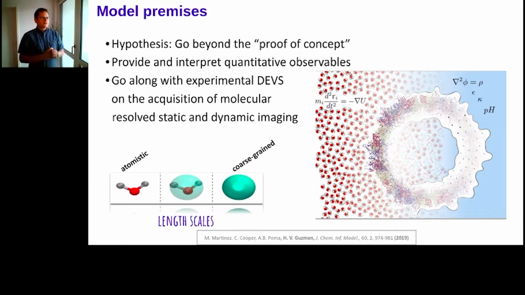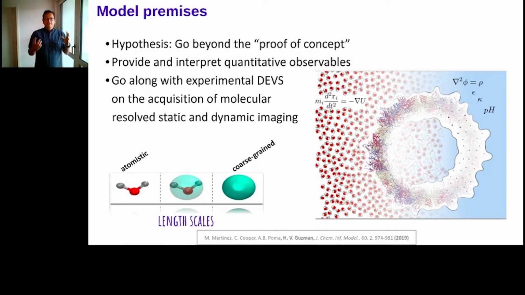We would like also to provide and interpret within this tool quantitative observables, such as the free energies, to see, for example, which structure is more favorable in terms of the whole free energy landscape of these biomolecular ensembles. On the other hand, we want to go along with experiments, because experimental developments are moving fast, and we don't just get an image of how a virus looks like.